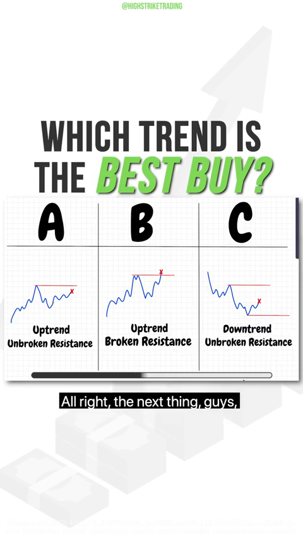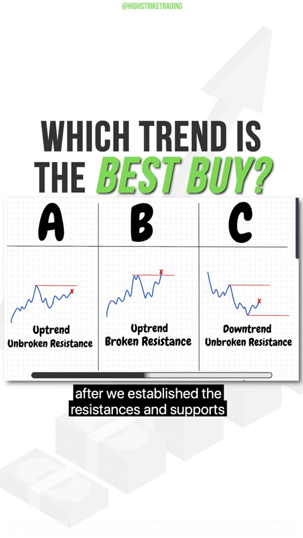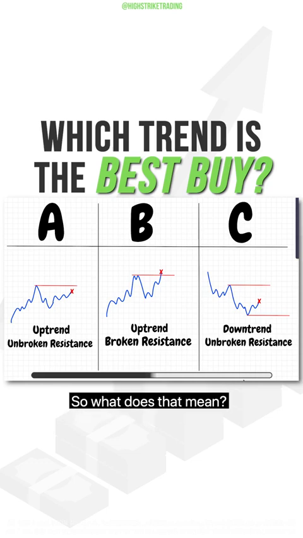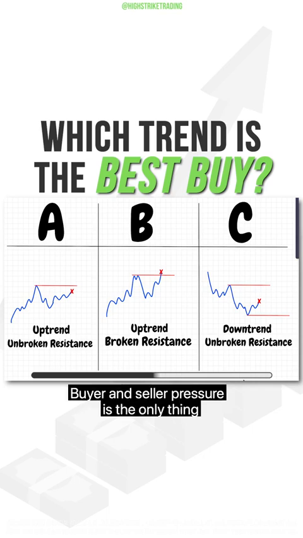The next thing, guys, that we want to look for after we establish the resistances and supports is buyer and seller pressure. So what does that mean? Buyer and seller pressure is the only thing that moves the stock. Buyer and seller pressure is supply and demand moving into the market and changing the price of a stock.